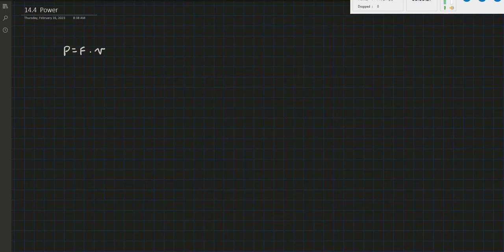And power units are joules per second. So energy per second. So we're looking at kilograms meters squared per seconds cubed. So it's really getting up there. Energy per second.